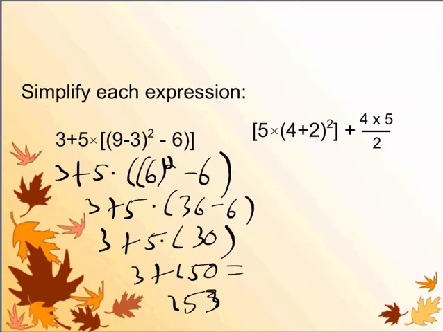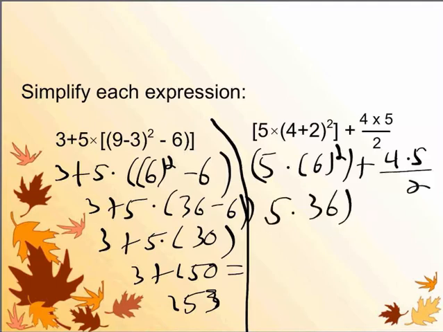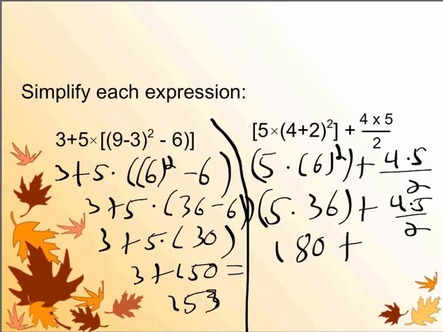All right. So now looking at this right side, again, start with our parentheses. 5 all times 4 plus 2 is going to give 6, all squared, and then all plus 4 times 5 over 2. So 5 all times 6 squared is 36, all plus that 4 times 5 over 2. 5 times 36, if we do that in our calculator, we should get 180, or you can think 5 times 30 is 150, 5 times 6 is 30, so therefore we get 180, all plus 4 times 5 is 20, over 2 is 10. So therefore we sum those and we're going to get 190.